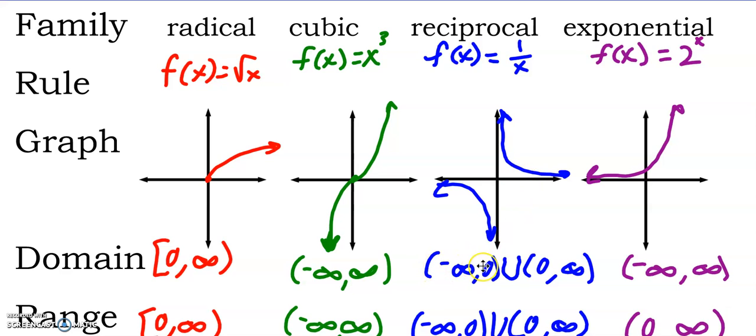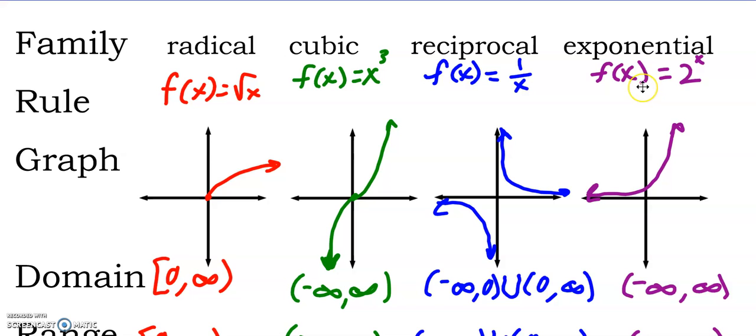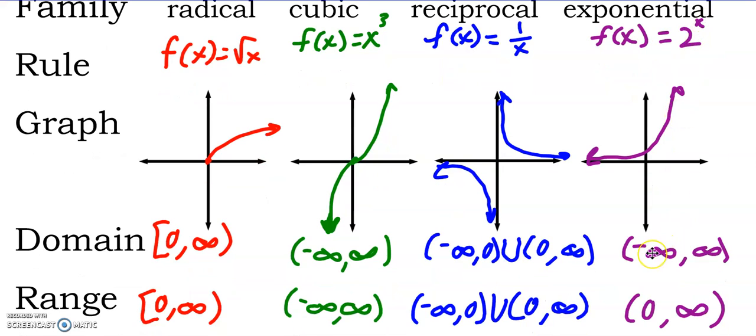So the domain is negative infinity to 0, not including the 0. And it's 0 to infinity. So this little u here, it's kind of like a u, it stands for union. The range is the same thing as well. So negative infinity to 0, union, 0 to infinity. Notice that I have parentheses on the zeros and the infinities because I'm never actually getting to the zeros or the infinities. Last one, exponential function, f(x) equals 2 to the x. So here, any input is possible.